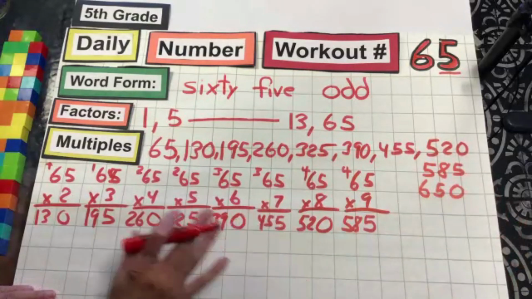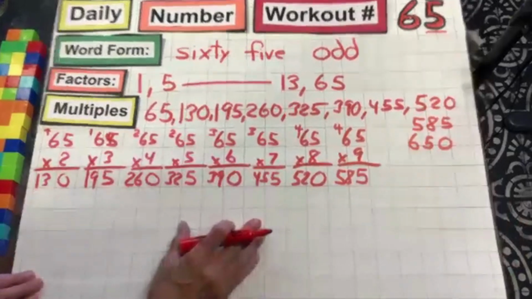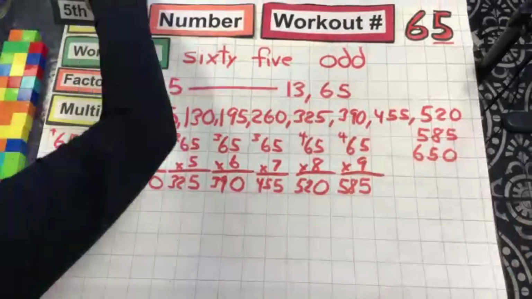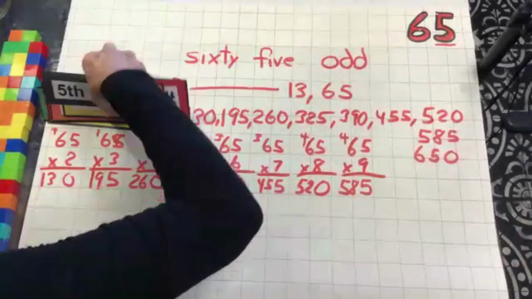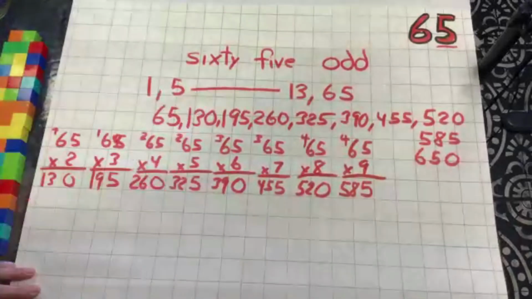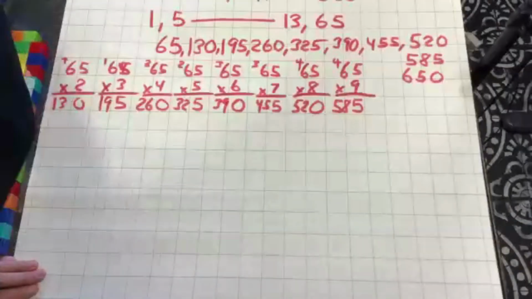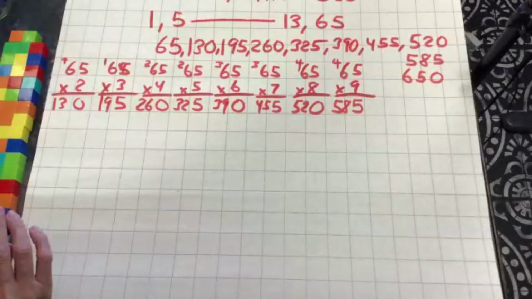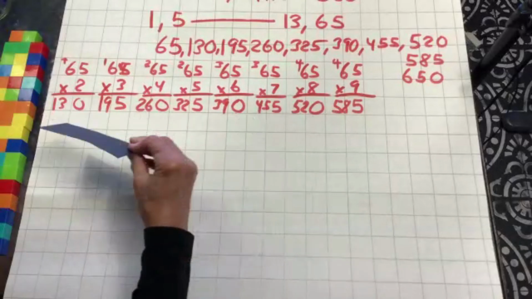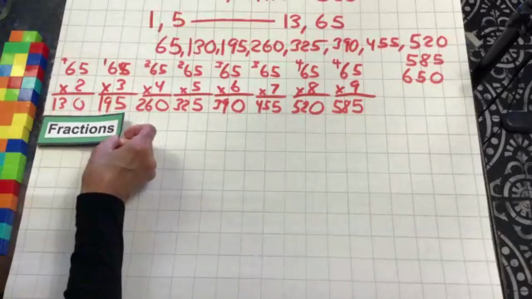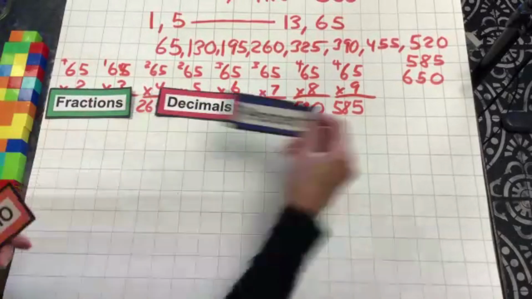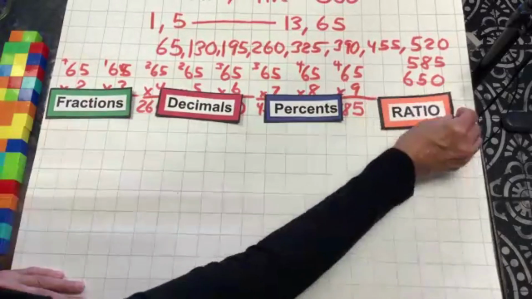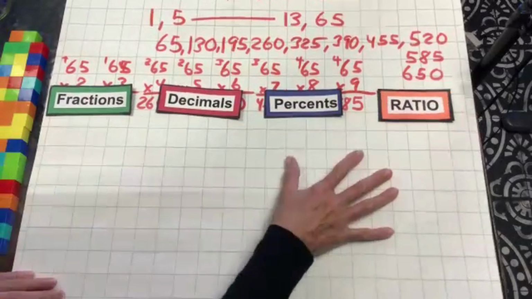So we've got our factors, we've got our multiples. Now we're moving on to our partial numbers, fractions, decimals, percents, ratios. So here we go. Hopefully you checked all yours off, made your corrections, and I'm going to cover that up to save paper. Just putting that out there so you can see it.